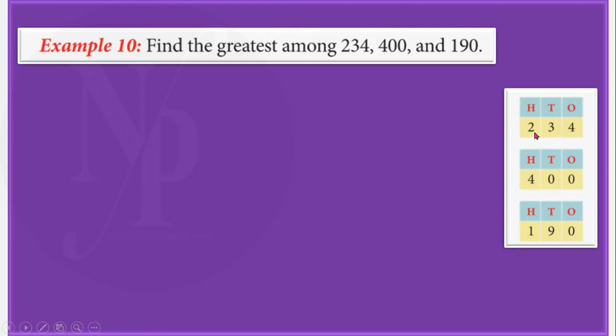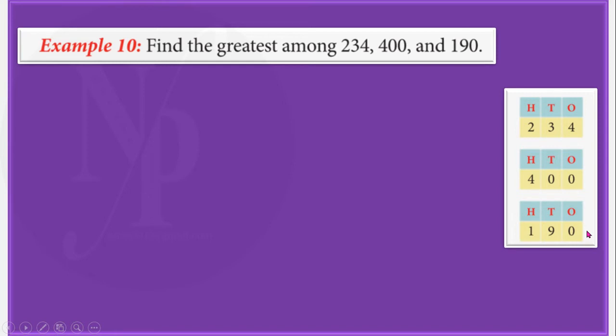In this, 2 is in hundreds place, 3 is in tens place, 4 is in ones place. In the number 400, 4 is in hundreds place, 0 is in tens place, the other 0 is in ones place. In the number 190, which is also a 3-digit number, 1 is in hundreds place, 9 is in tens place, and this 0 is in ones place.